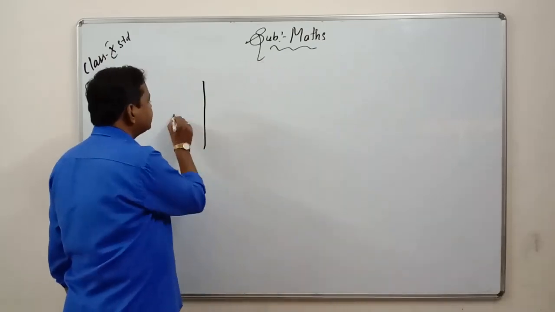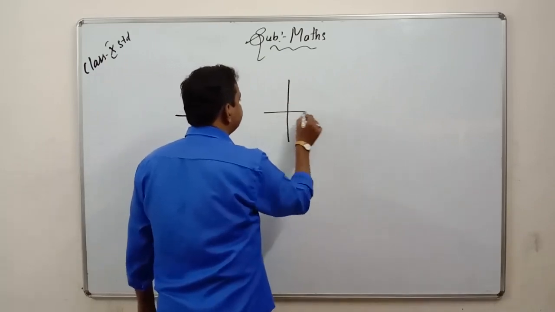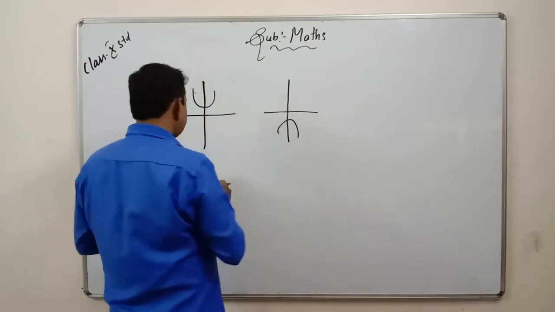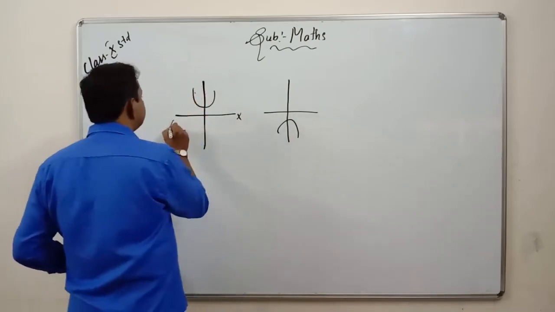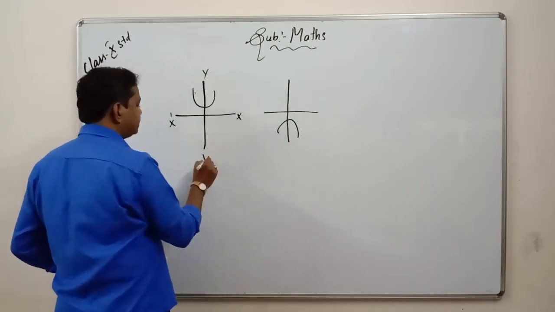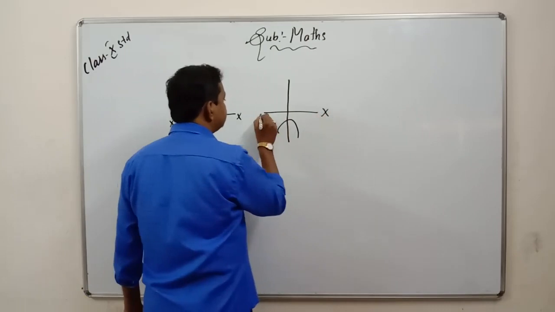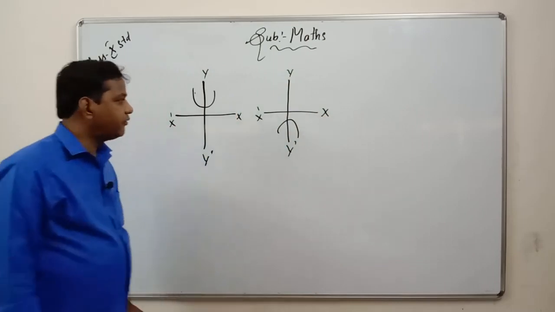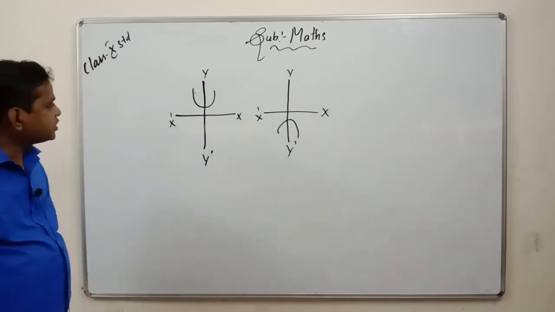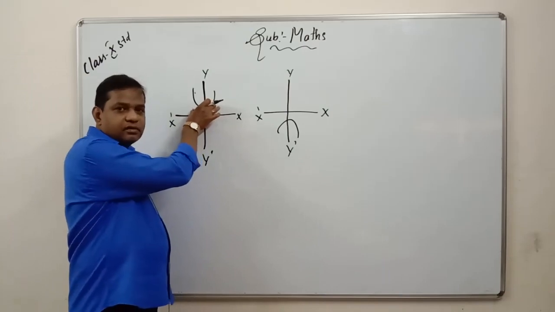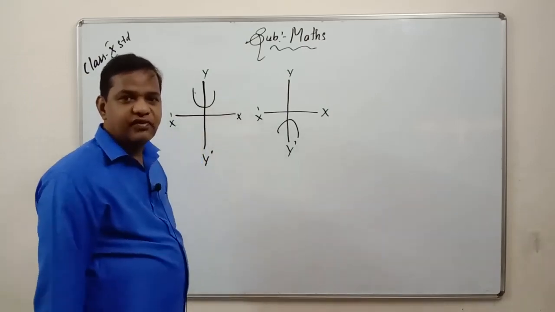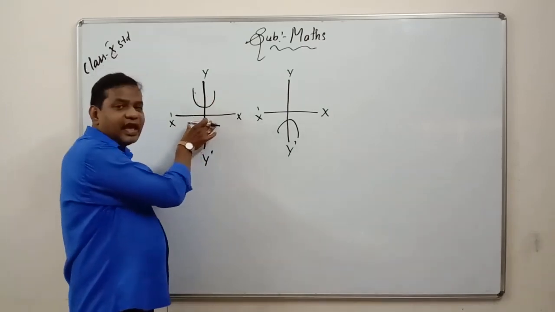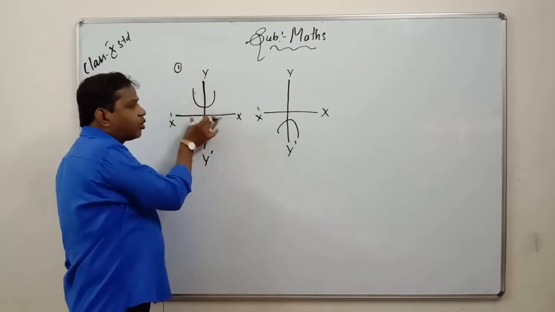See, when you see these graphs, here we have 2 graph sheets. In the first one you can see the graph. What is the name I have given? The name of it is parabola. This parabola is not touching the x-axis anywhere in figure 1. It is above the x-axis.